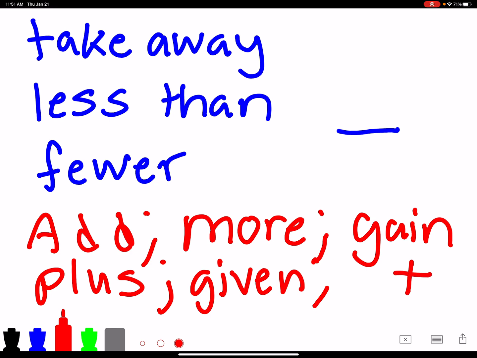If you see words like take away, less than, fewer, you're going to most likely use subtraction on the number line, which means you move closer to the number 0 on the number line. But if you see words like add, more, gain, plus, that means you are moving further away from 0 because you're gaining more numbers. You're gaining a bigger sum than what you started with. So those are some helpful points to notice when you're reading addition problems in math, because those words can help you when you try to solve a problem.